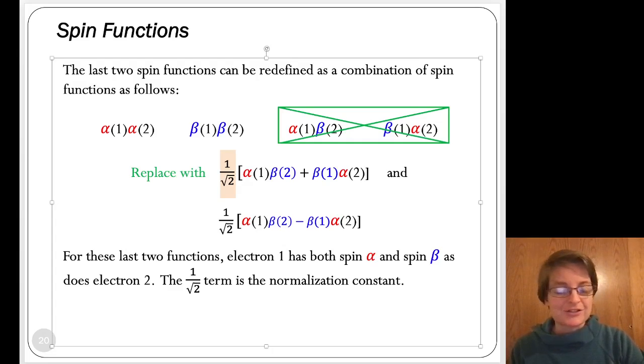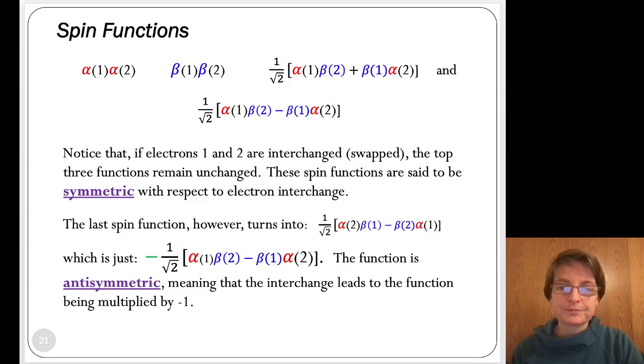These spin functions, just like all the other functions that we've been dealing with in PChem, need to be normalized so that we preserve the property that integrating over all space gives us 100% probability of finding the electron somewhere in space. No more, no less. All right, so now we have 4 different options for what our spin functions could look like that do obey the property of indistinguishability.